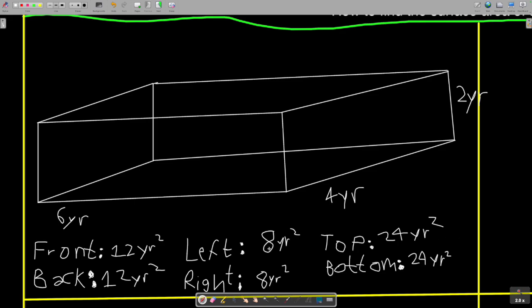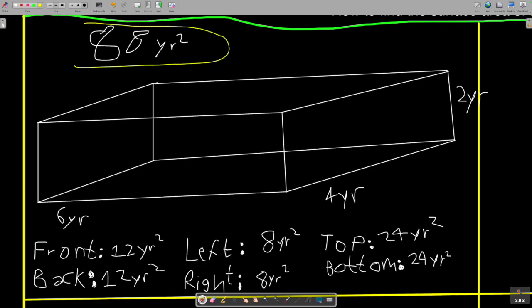Okay, now let's add these up. 12 plus 8 is 20, and then another 12 plus 8 makes 40, and then 24 plus 24 is 48. 48 plus 40 is 88. So the surface area of this cuboid is 88 square yards. There it is, that's the answer.